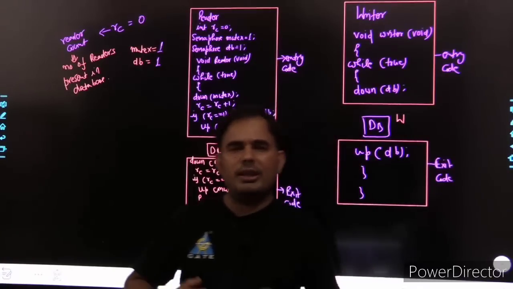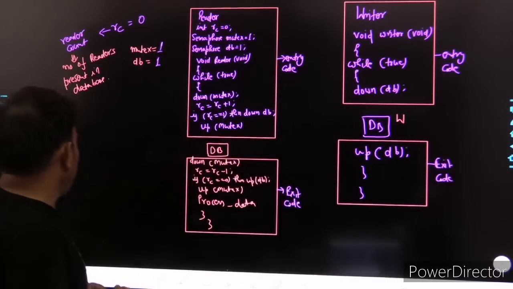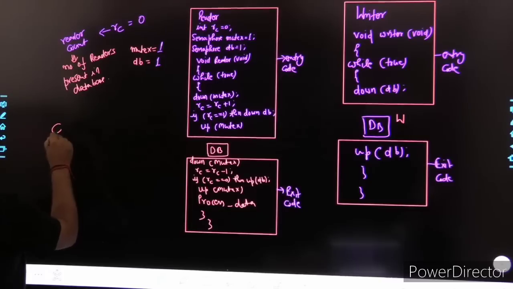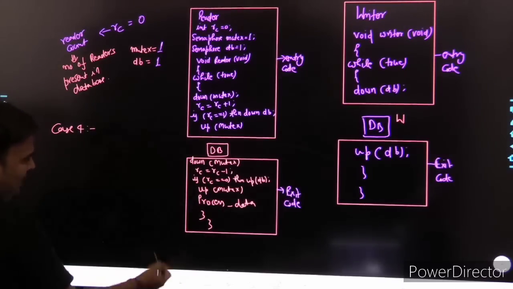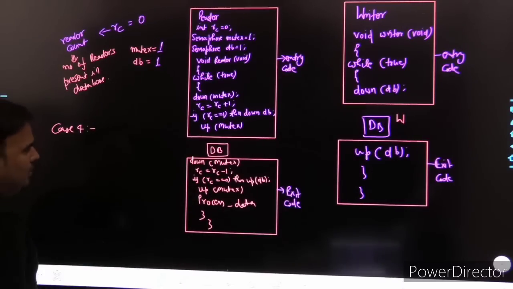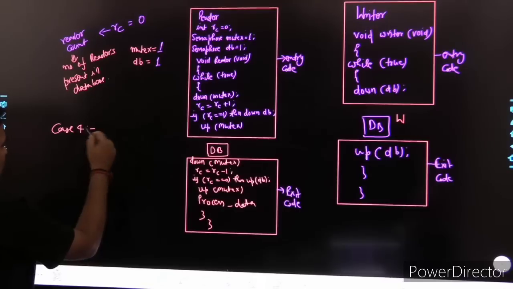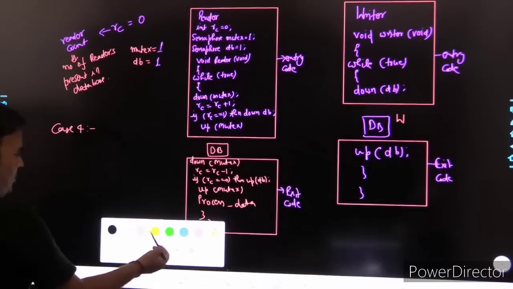Now we are going to see case 4. Multiple readers can be present inside the database. This is not a problem. Let's see whether multiple readers can be present or not.